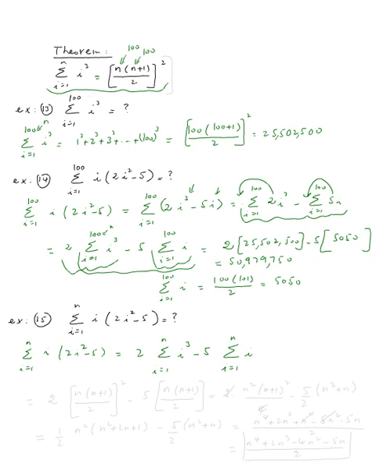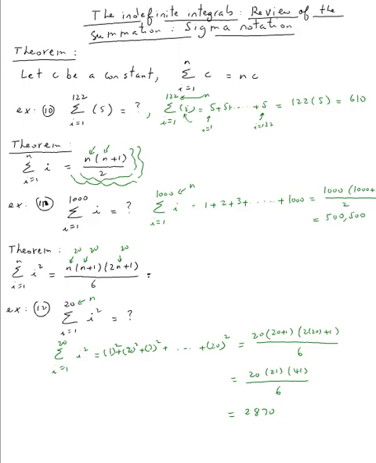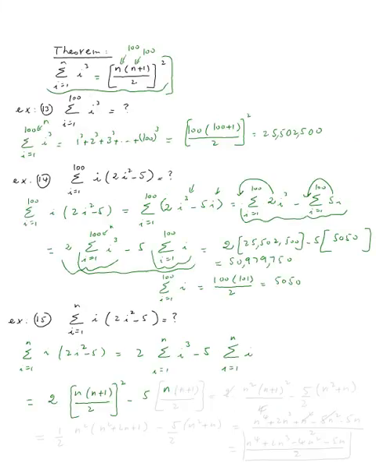Now, what we do here, this is going to be equal to 2. Remember, sigma of i equal 1 to n of i cubed, it's right here. So it's n times n plus 1 over 2 squared minus 5. And then sigma of i from 1 to n, where is it? It's right here. So it's n times n plus 1 over 2.